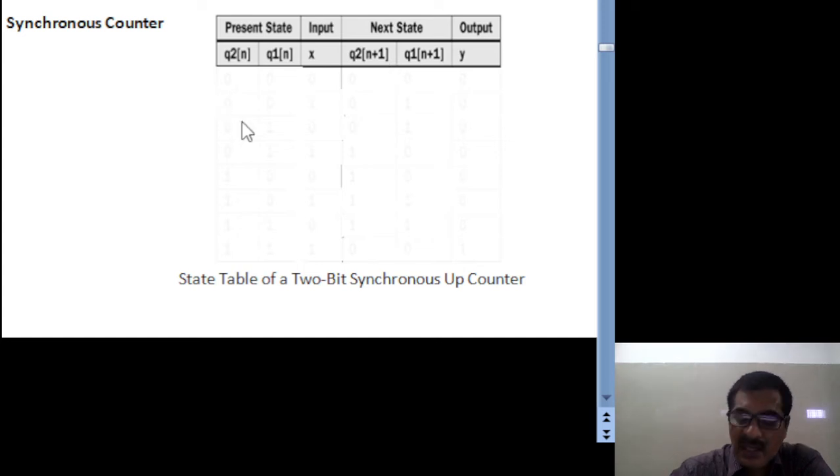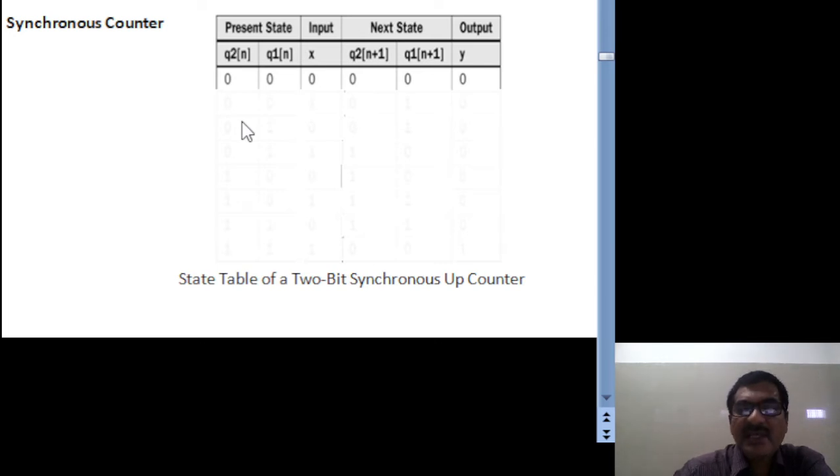Okay, first of all, assume the present state is 0 0. Suppose the input x is 0. As per this state diagram, the system maintains the same state, that is next state also 0 0, and the expected output is 0. Okay, based on the state diagram we have seen in the last slide, we are going to fill this state table.